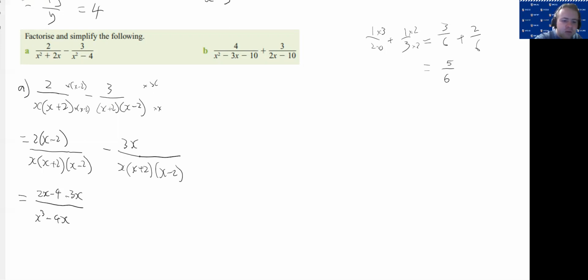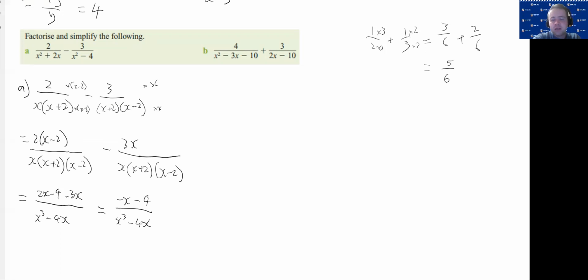So our final fraction becomes minus x minus 4 over x cubed minus 4x. Gee whiz. Okay, so there we go. That is our final answer there. All right, let's do one more.